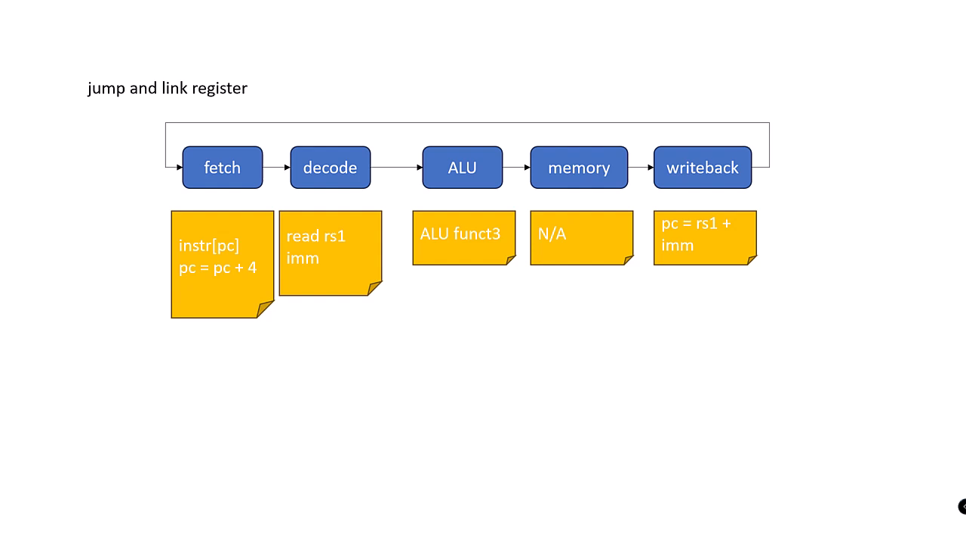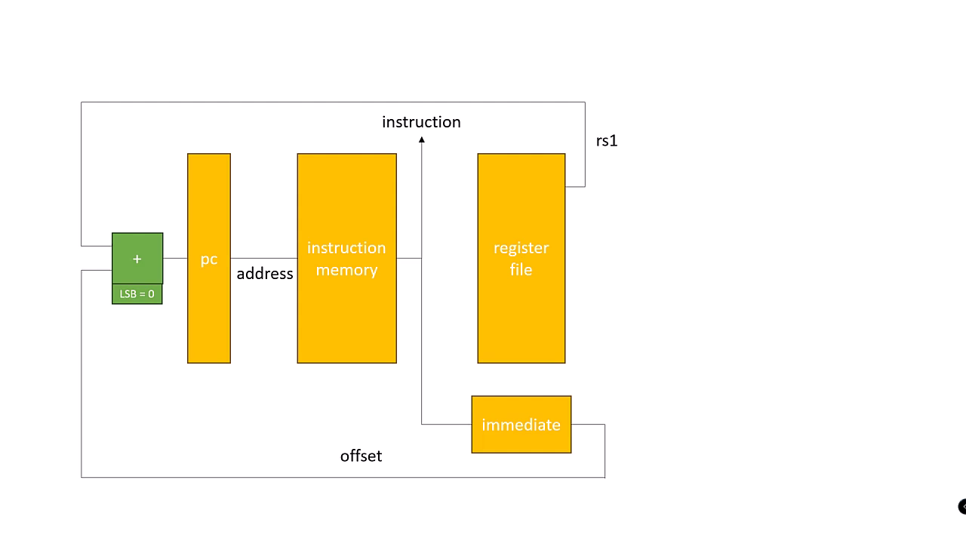The jump and link register instruction differs from JAL by forming the target address from an immediate and source register RS1, followed by setting the least significant bit to 0, which can be performed using a small amount of added logic. Here's the data path for jump and link register.